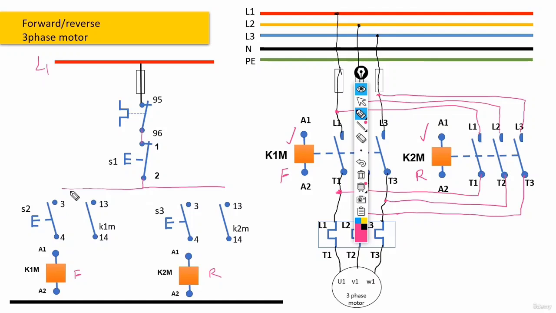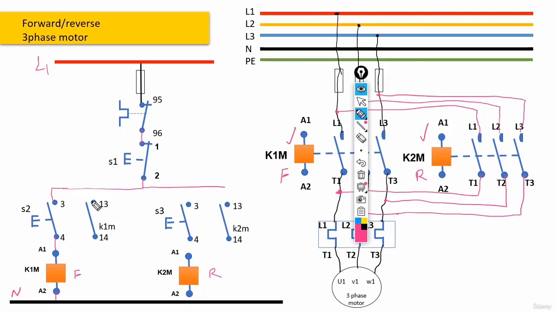Alright, so first, let's connect this to the start push button here. Then after that, connect this to A1. And after that, A2 of this contactor would be connected to the neutral. And as always, contacts 13 and 14 would be connected to contacts 3 and 4 here.